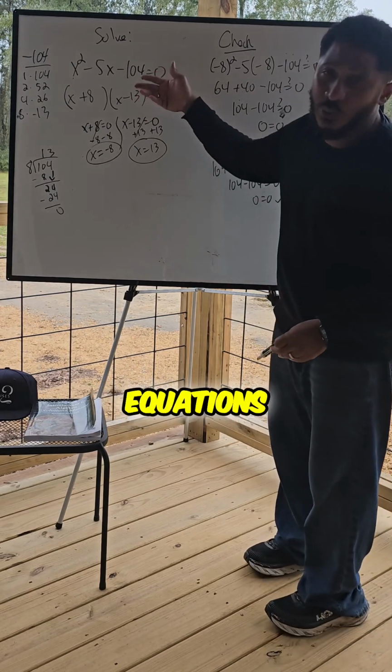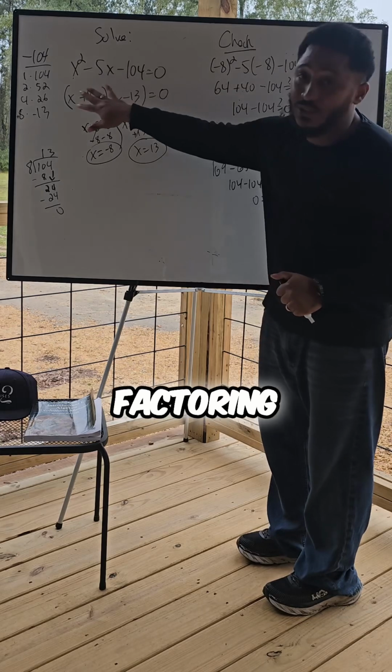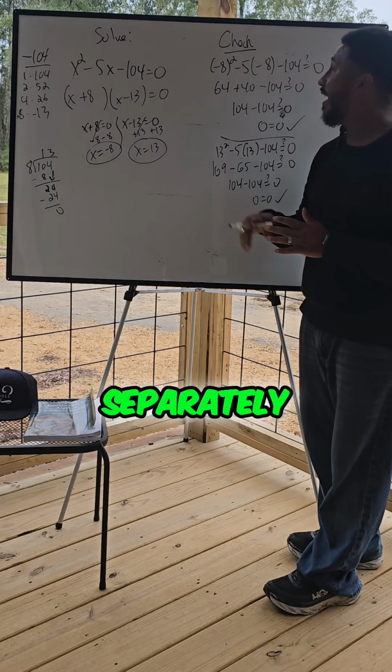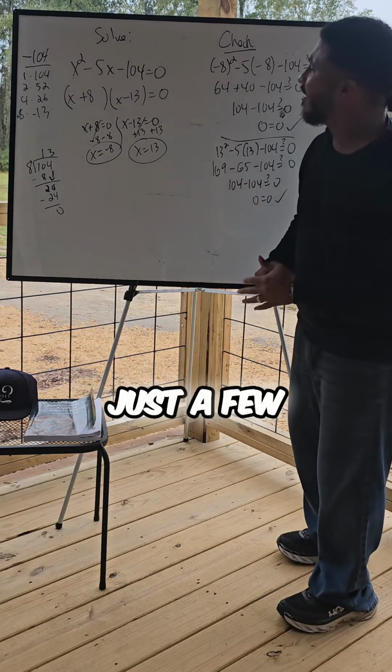Solving quadratic equations isn't that difficult. We try getting 0 on one side, factoring the other side if it works, and then set each factor equal to 0 and solve separately. And don't forget to check. Again, solving these isn't that difficult. Just a few simple steps.